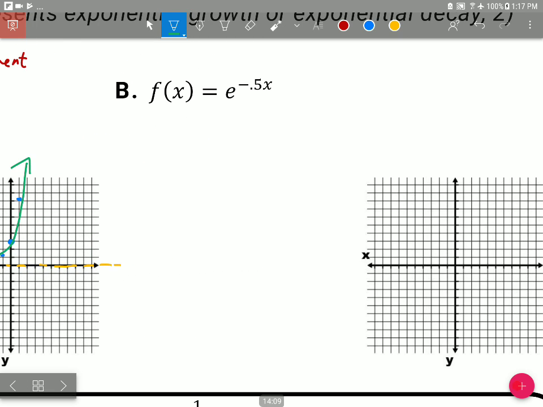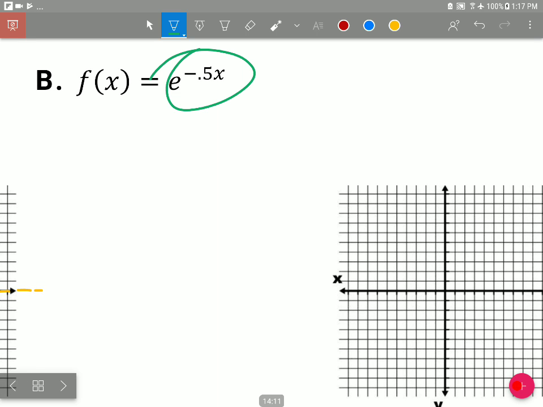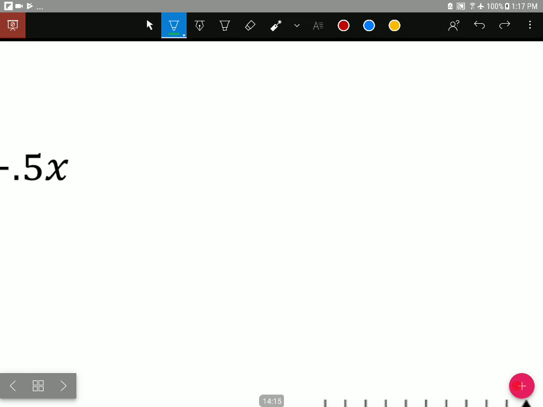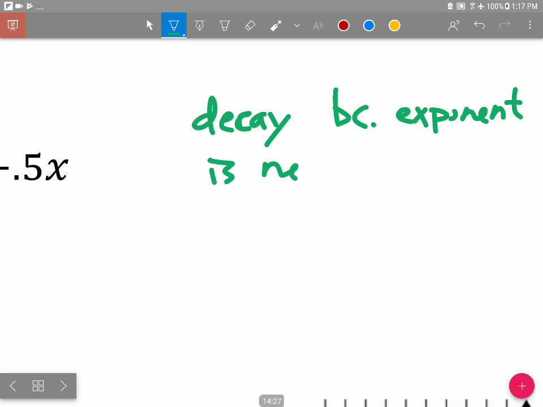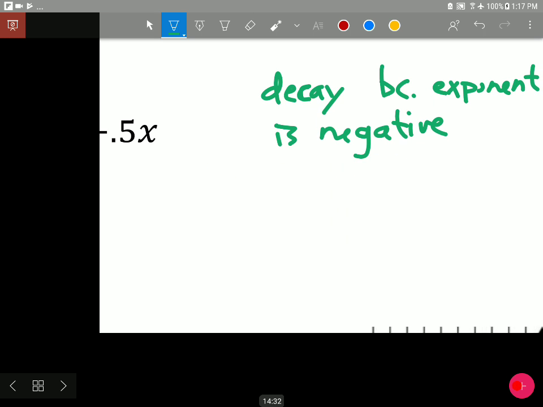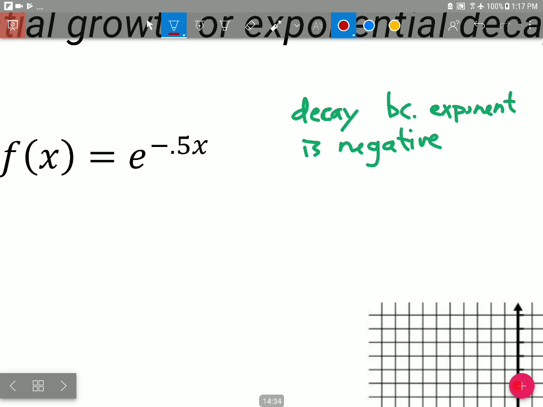First things first with letter B. Is that growth or decay? Decay. Why? Negative exponent. Very good. So let's say it's decay because exponent is negative. All right, zoom out just a little bit. All right, so your A value, what is your A value in this case? 1, good, it's times 1 out front. What is your B value? E. Good.